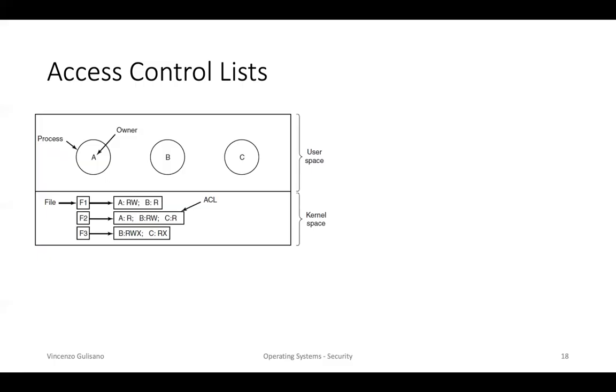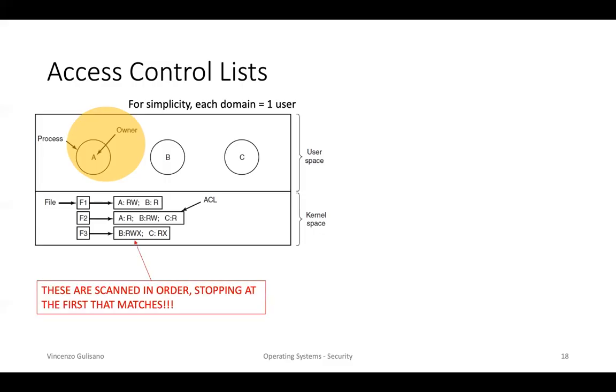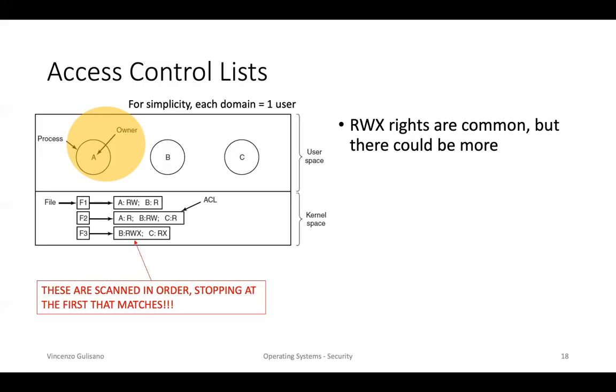As the name suggests, it is a list and it is scanned in order, stopping at the first entry that matches. If no rights are found for a given domain, then we assume such a domain has no rights associated with it. The entry can contain the usual permissions for reading, writing, and executing, but nothing prevents a system from defining more rights. An important aspect here is how we implement such a system.